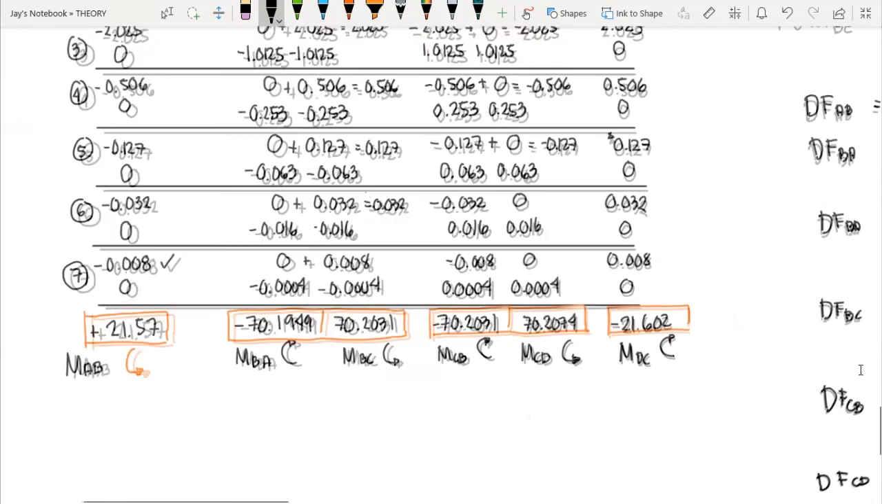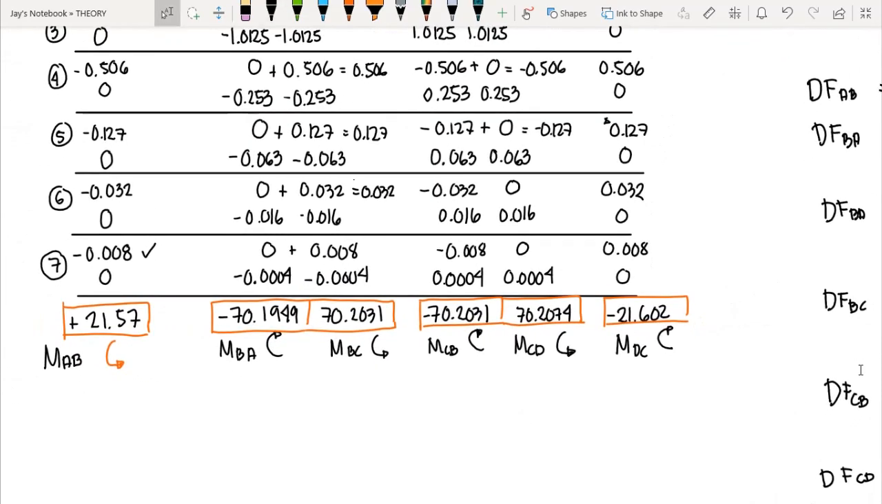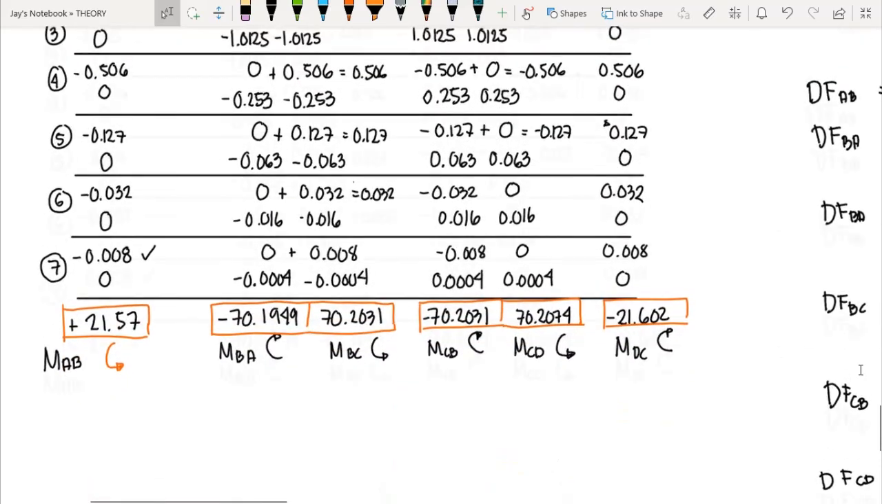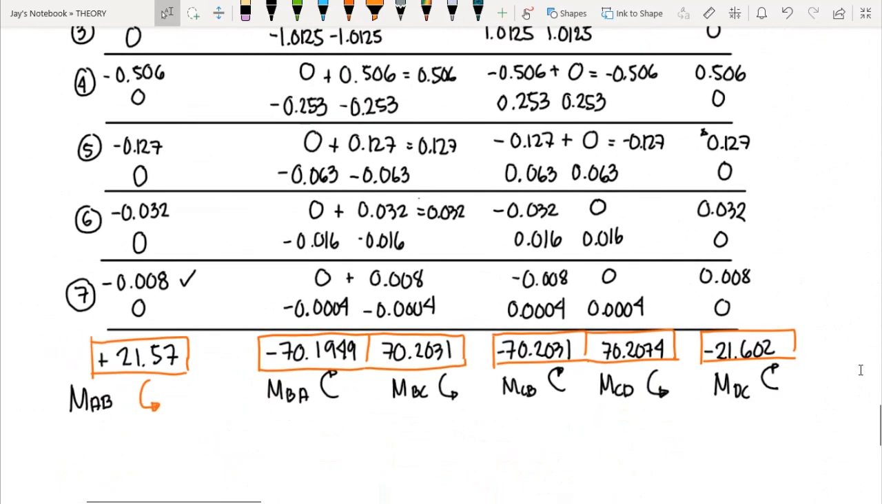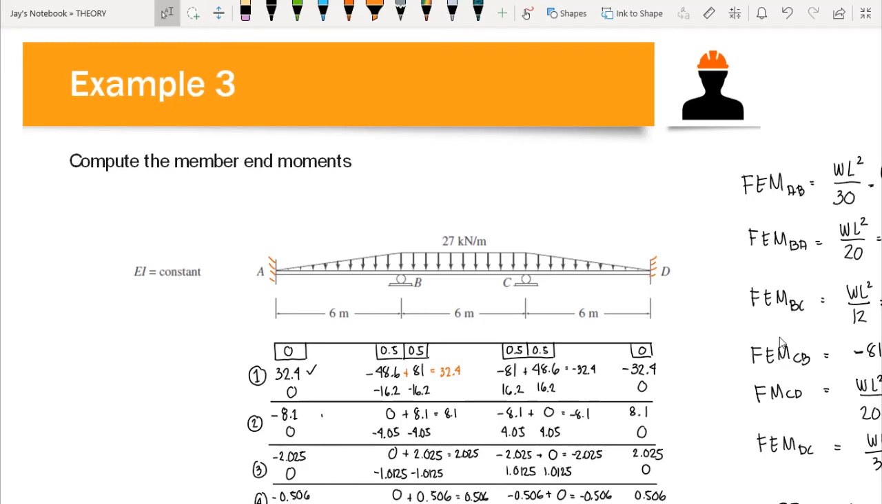Okay, so as what you can see, we have almost the same answer. The reason why we have a slight error is because of how we round off the decimal, and approximately they are equal. And since we have a symmetrical structure, it is obvious that all the values here are the same in magnitude but just opposite in direction. Okay? And that ends our example number 3 and the second part of this discussion.